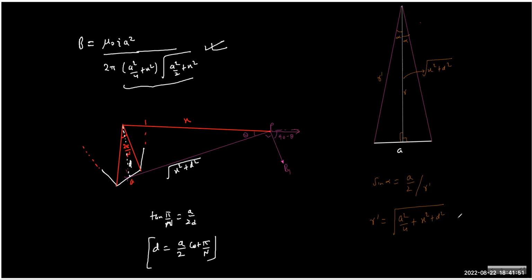Again, Pythagoras. And this will be too much now. So the final answer will be B1 is how much? So this is due to one single wire. It is mu naught by 4 pi, I by R, which is like a D, into 2 sin alpha, right? This is too much for today.